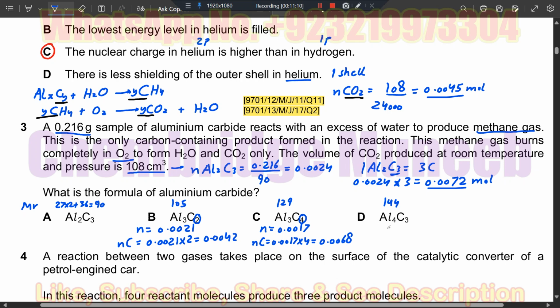Now for compound D, the mole of this whole compound is 0.0015, and the moles of carbon is equal to 0.0015 times 3. So the answer is 0.0045. So this is the value which is matching with this one. So this and this compound are the same, which means this is the right option.